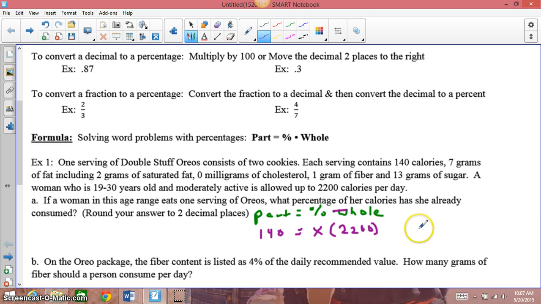And then our ultimate goal here is we want to solve for X. I don't remember how familiar you are with solving equations, but your goal is to get letters on one side, numbers on the other.